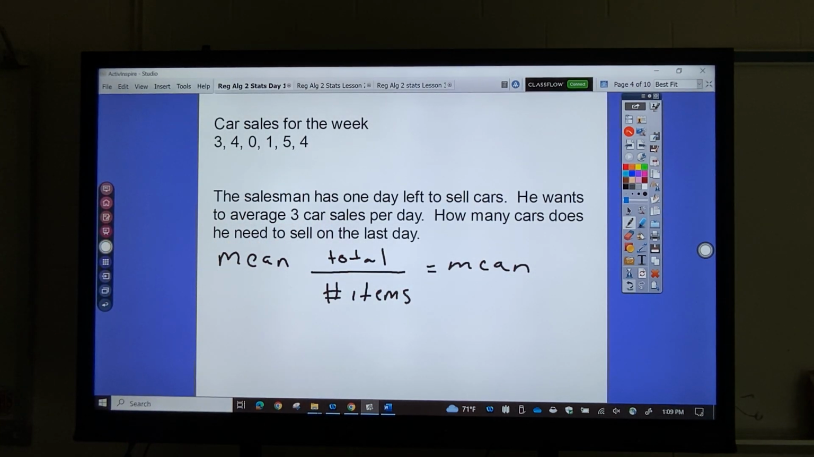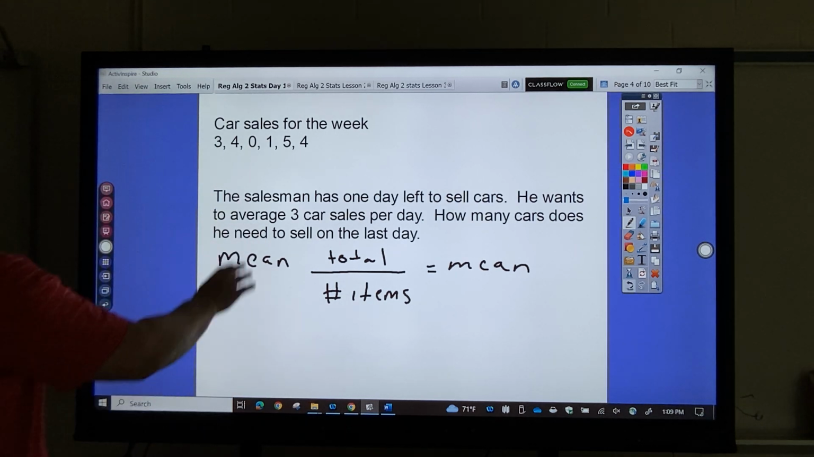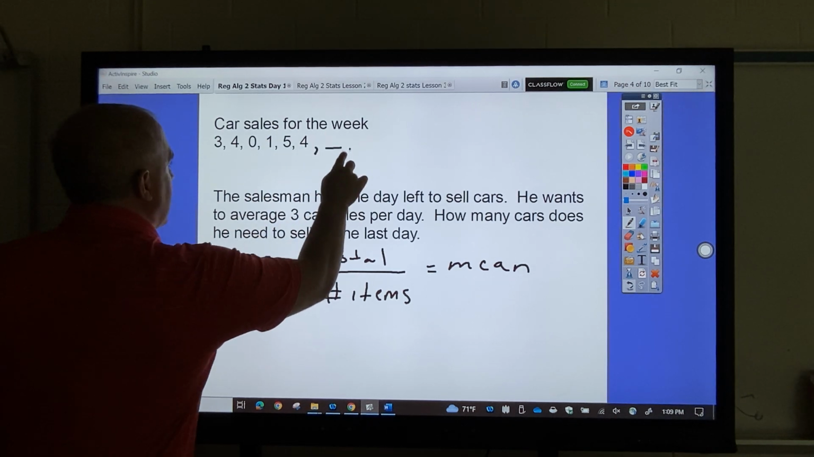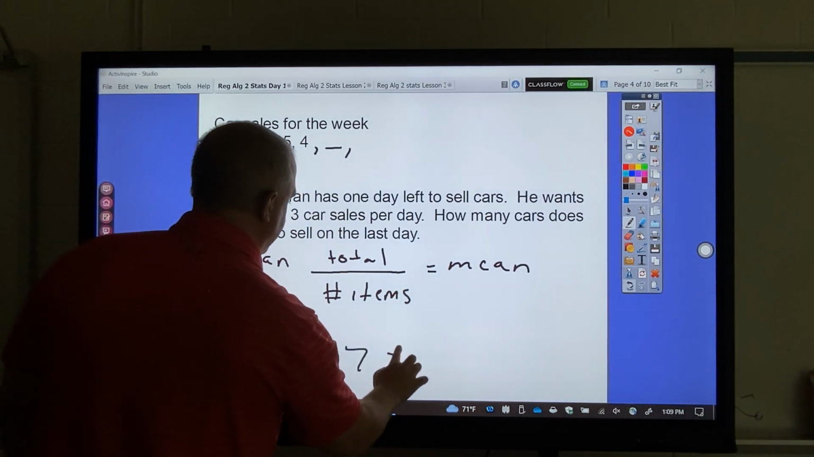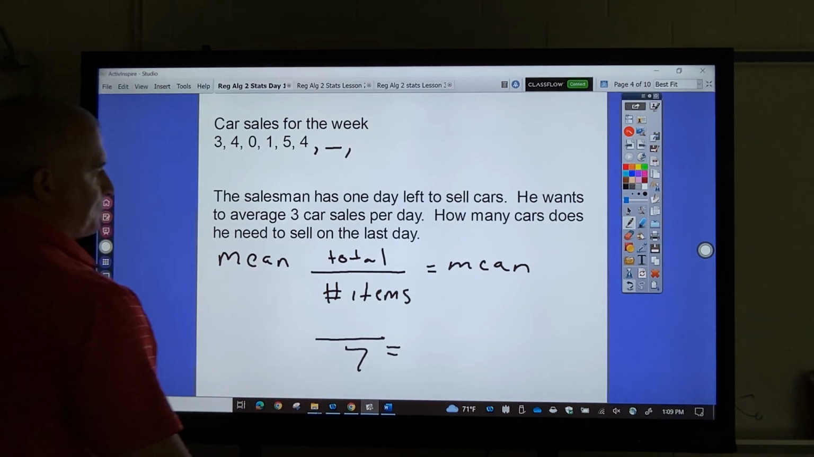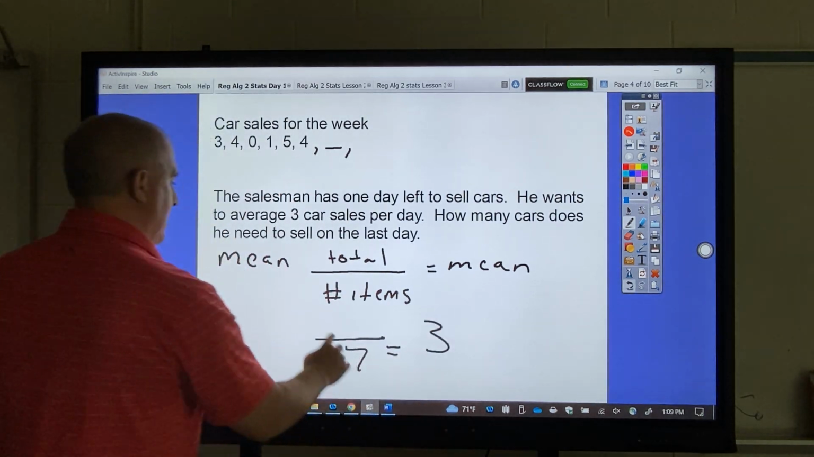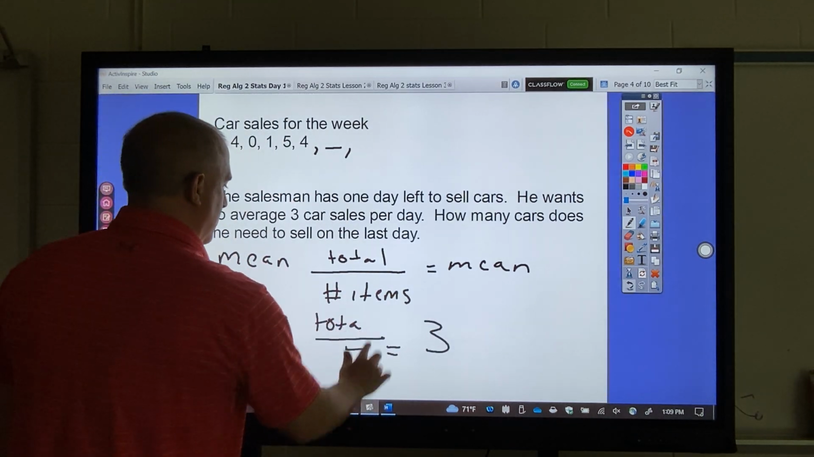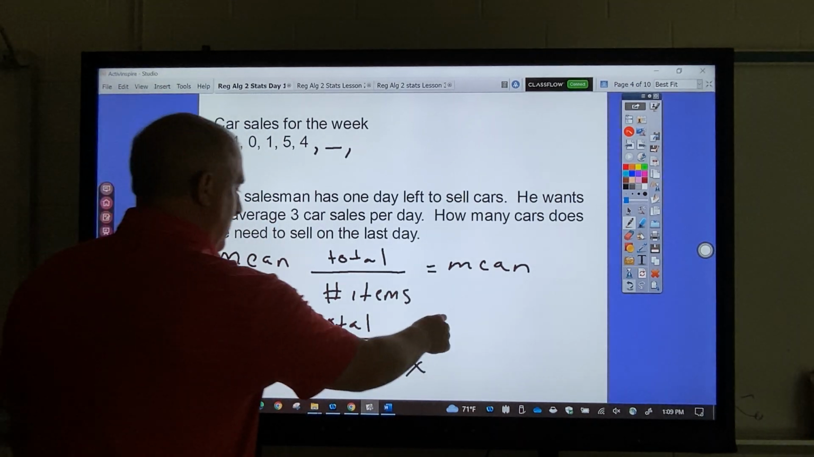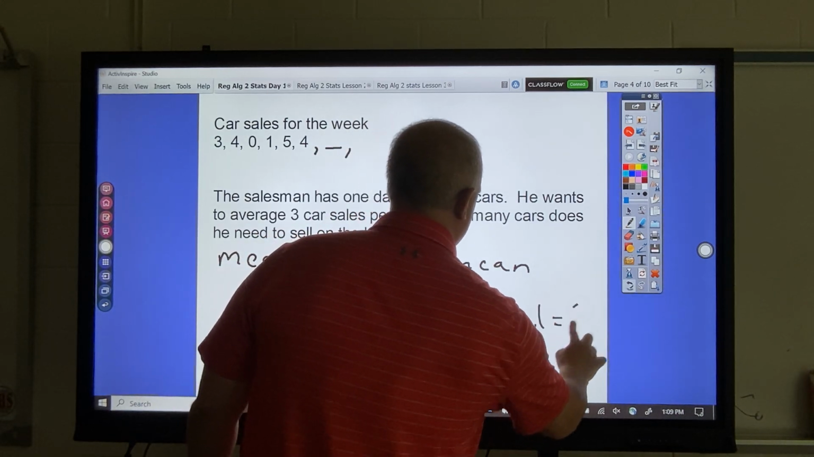Now, how do you figure that out? Currently I have 1, 2, 3, 4, 5, 6. So if I have one more day here, I'm going to have 7. Now, I want a mean of 3. So here's where my total has to be. I'm going to cross multiply that up. So 7 times 3 is 21. So my total has to equal 21.